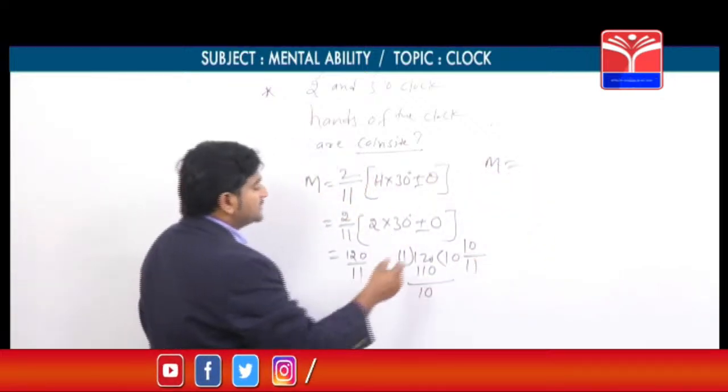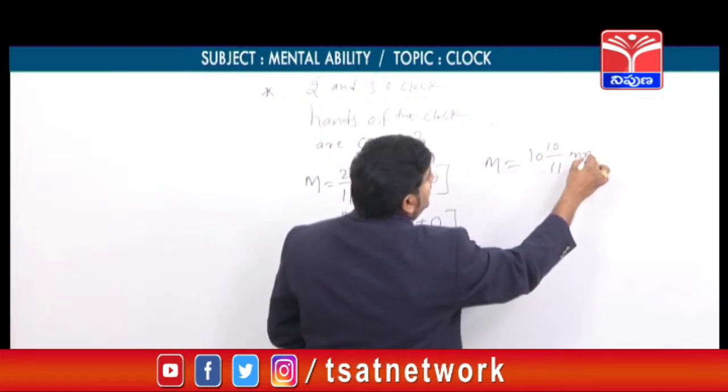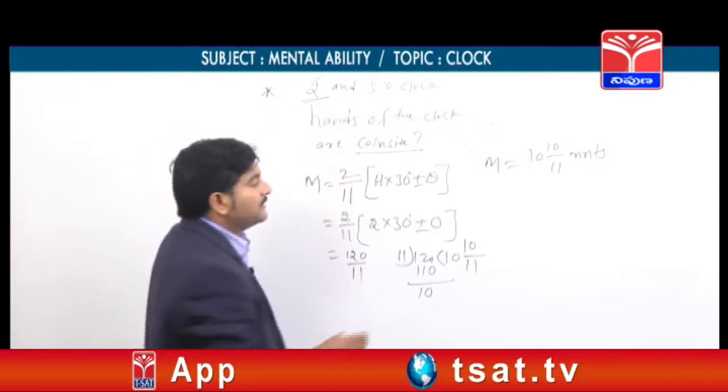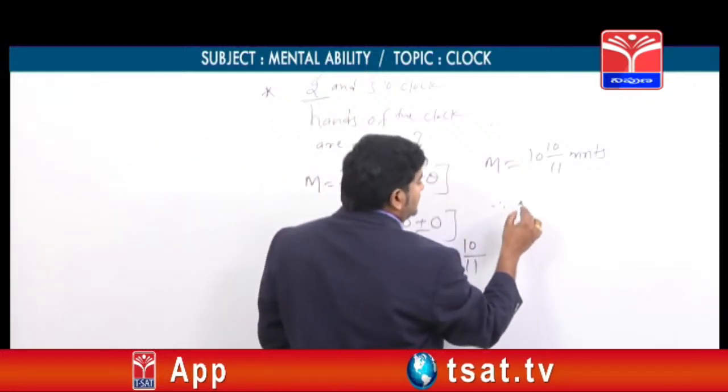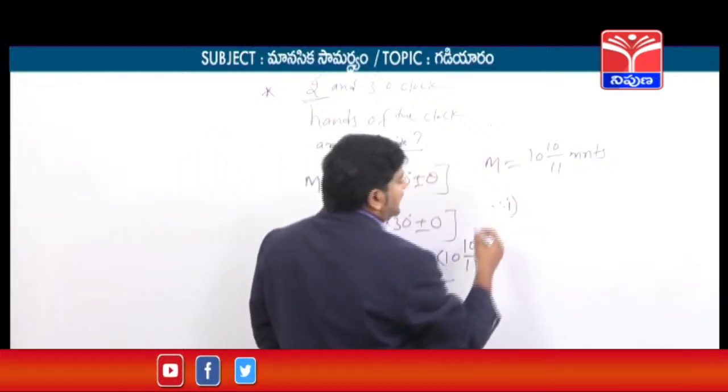Here m value is 10 by 11 minutes. But what about our starting hour? Our starting hour is equal to 2 o'clock. That's why the final answer can be written in two ways. Let's say the first way is the normal way.